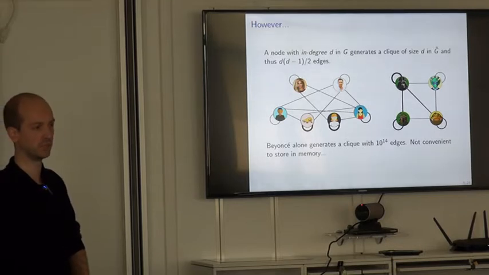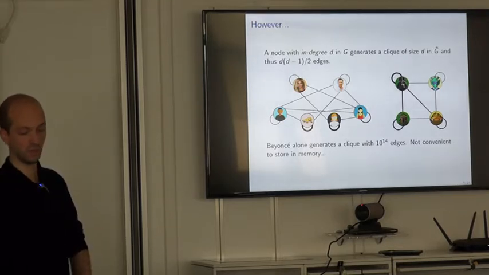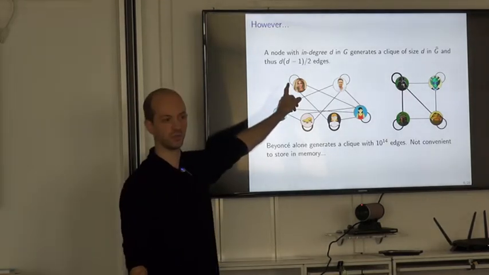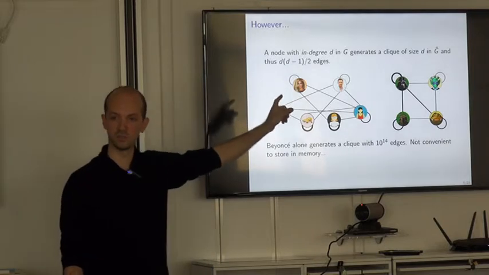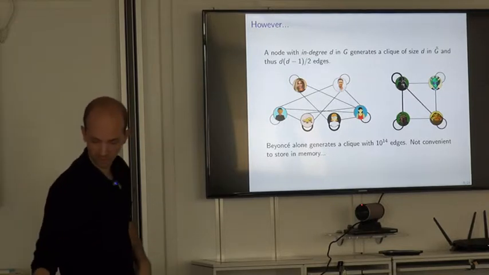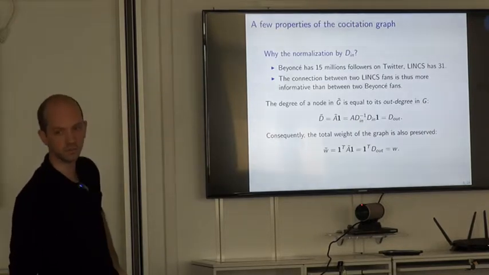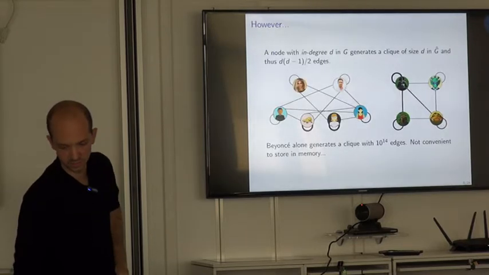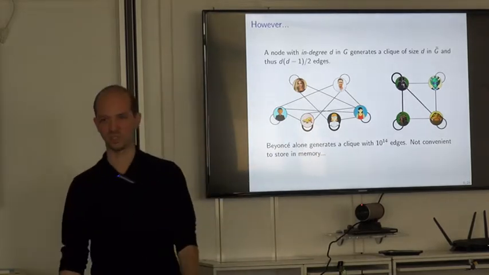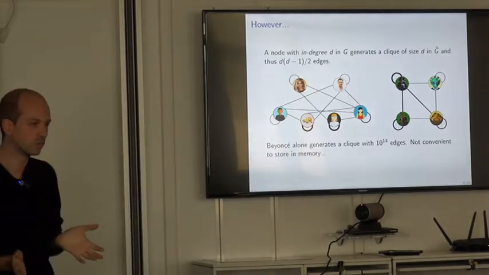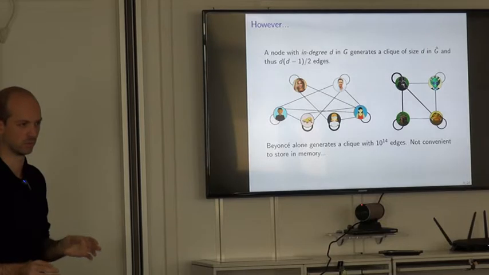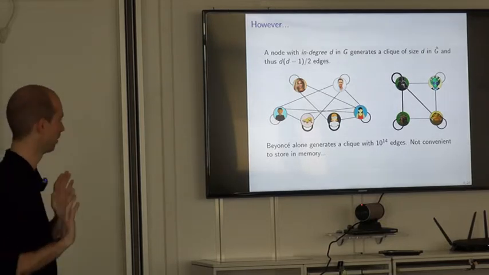You have many more edges in practice because all the people that are following Beyoncé on Twitter will have a pairwise connection in the co-citation graphs. So there are actually 15 million of them, and a clique of size 15 million is 10 to the power 14 edges to store. So you don't want to build the co-citation graph explicitly. You can't even store it in memory, or well, it's a bad move to build it, okay?